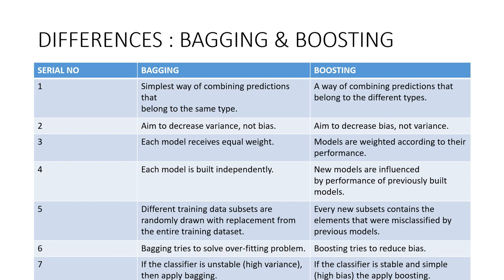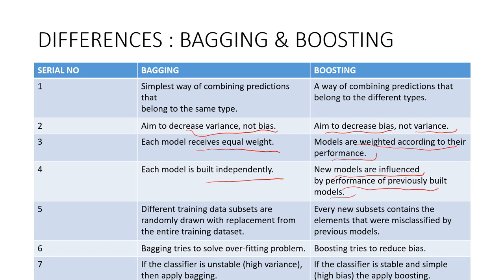First, bagging is the simplest way of combining predictions that belong to the same type. Boosting is a way of combining predictions that belong to different types. Bagging aims to decrease variance, not bias. Boosting aims to decrease bias, not variance. In bagging, each model receives equal weight. In boosting, models are weighted according to their performance. In bagging, each model is built independently. In boosting, new models are influenced by the performance of previously built models.